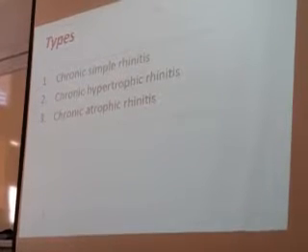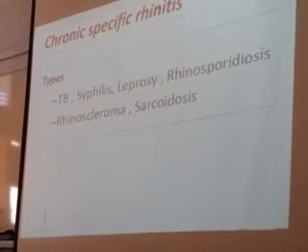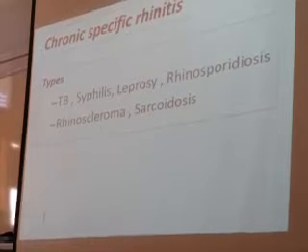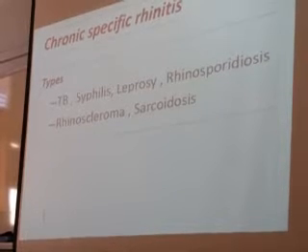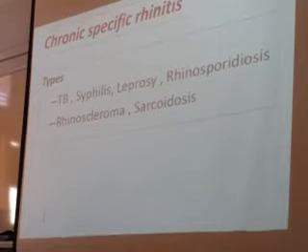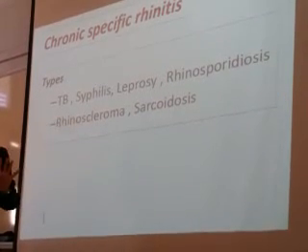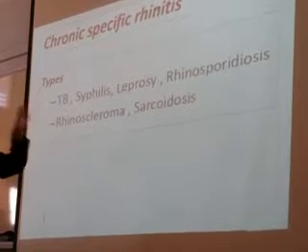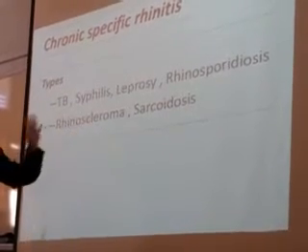So chronic non-specific rhinitis can be simple, hypertrophic or atrophic. We will not discuss this because the lecture is big, so I omitted it, only the names. Chronic specific rhinitis is where you have the organism. It can be TB, syphilis, leprosy, rhinosporidiosis, rhinoscleroma and sarcoidosis. These are all the causes. We will discuss only rhinoscleroma.